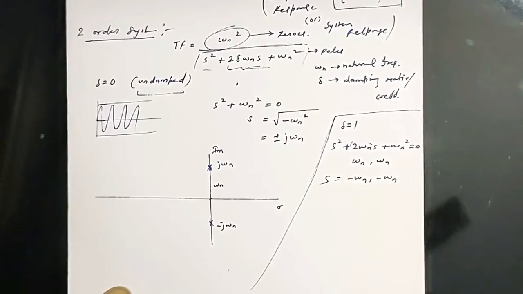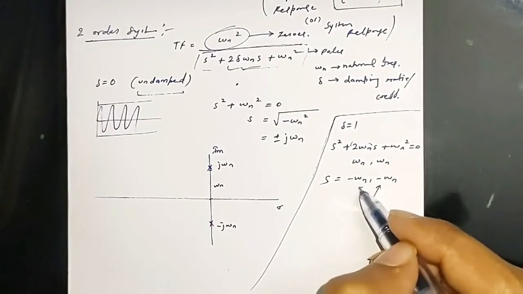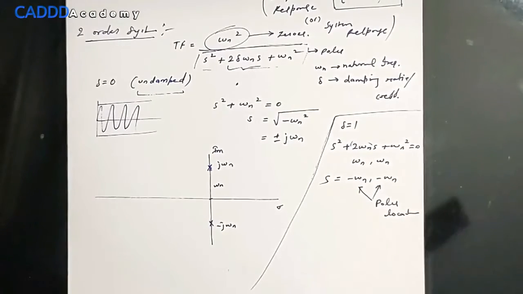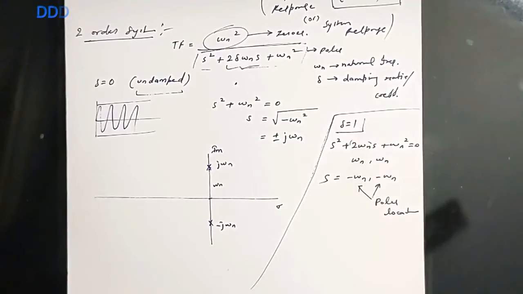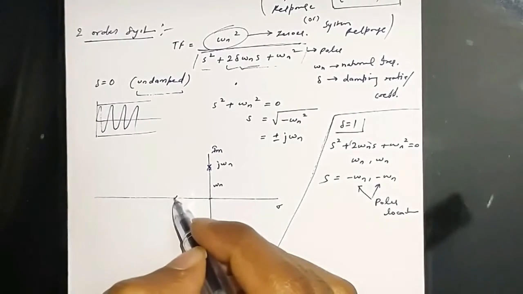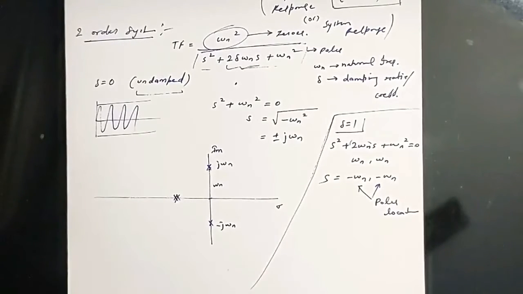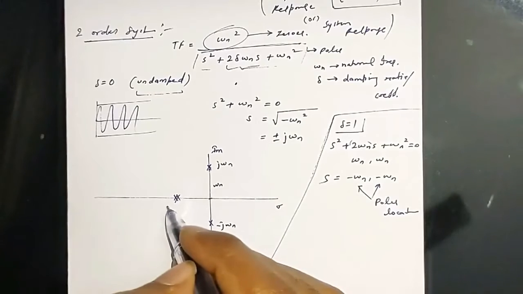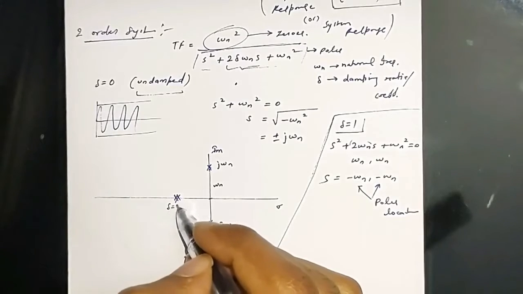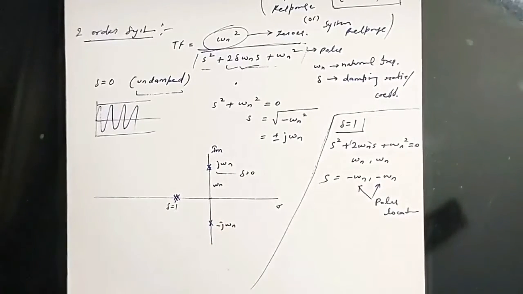Now let's plot this thing. These are the poles locations when zeta is equal to 1. When zeta is equal to 1, the first pole is here and the second pole is also at the same location. So this case is for zeta is equal to 1, and the earlier case was for zeta is equal to 0.